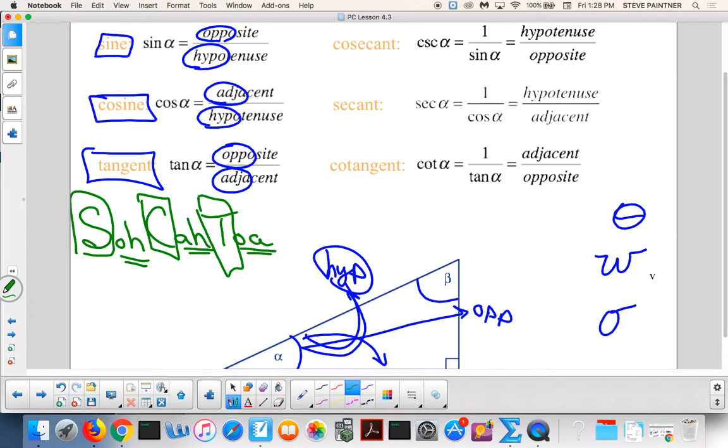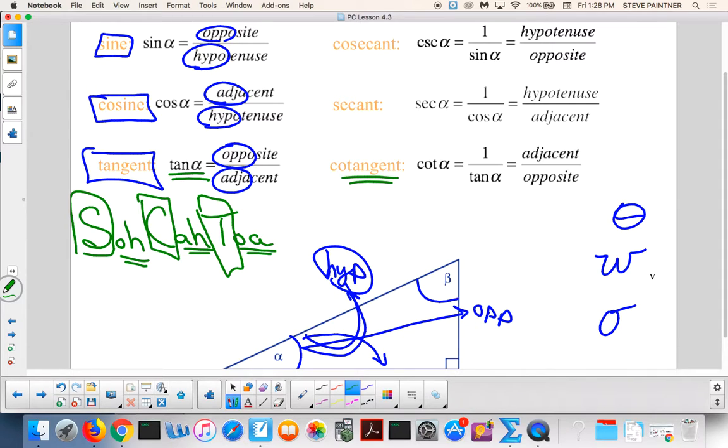Okay. Now, you see those over there? That's kind of weird, but they are the reciprocal functions. So sine has a reciprocal function. Its name is cosecant. Cosecant of alpha is just 1 over sine of alpha. But that just means flip the words around. These words get flipped around: hypotenuse over opposite. Secant is the reciprocal to cosine. Flip them around, hypotenuse over adjacent. And this one's kind of nice. Tangent, cotangent. They kind of go together, don't they?